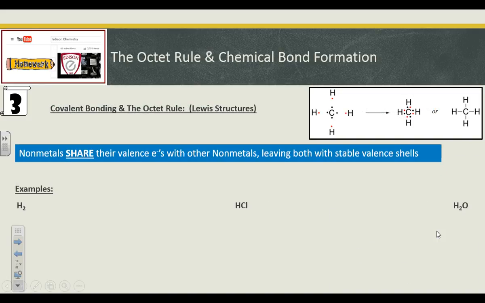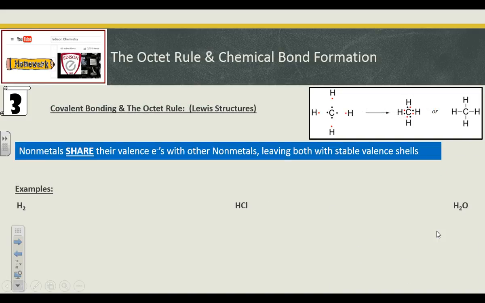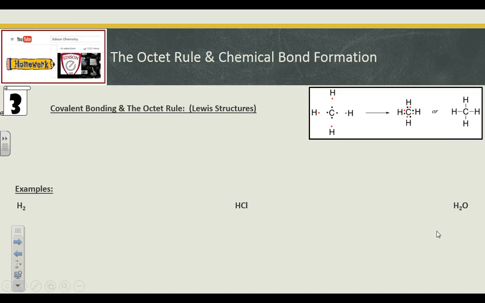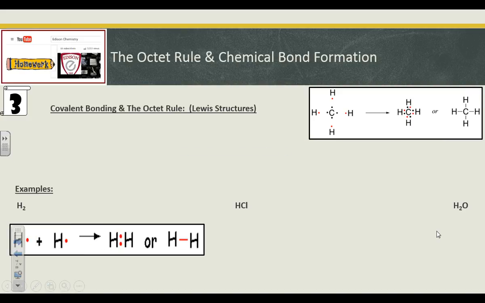Covalent bonding. Nonmetals share their valence electrons with other nonmetals, leaving both with stable valence shells. So before we get to the atoms, brackets, charges, dots, we've got to do some covalent bonding too. Here are some examples, and I do want you to draw the process. You have 2 hydrogen atoms that combine to make H2. How? They pair up those lone electrons to make a duet. They share it, and it becomes a solid line of a chemical bond.